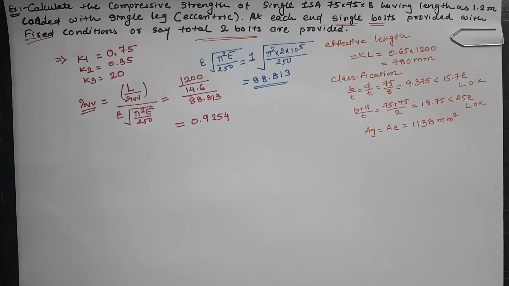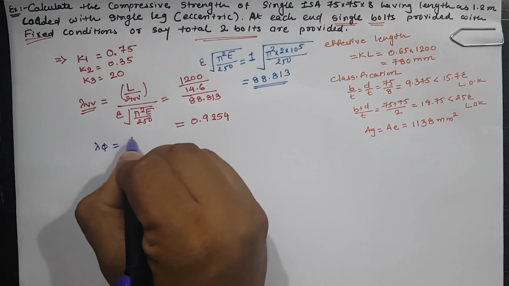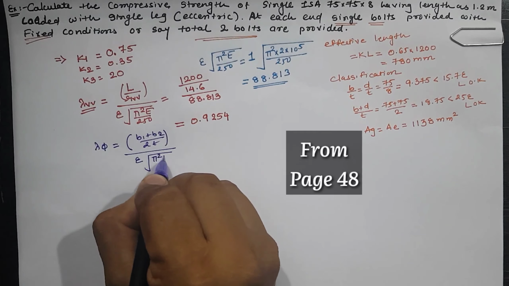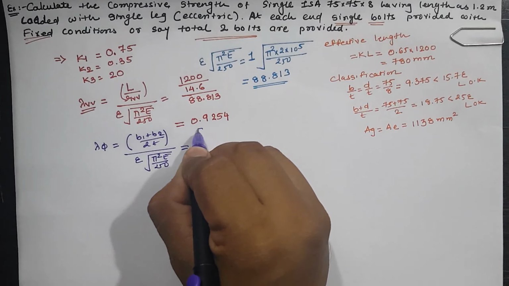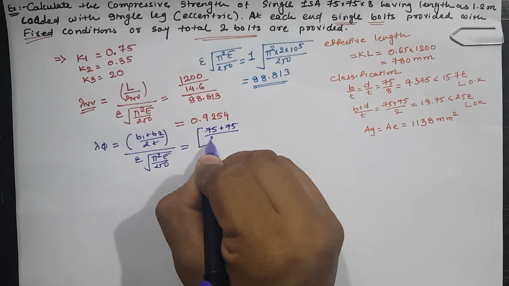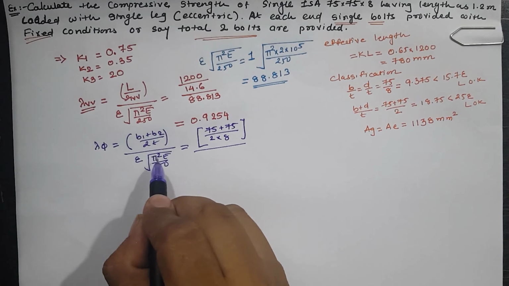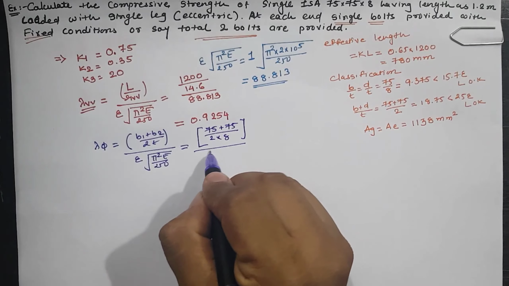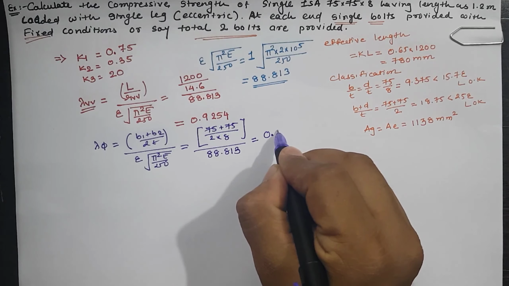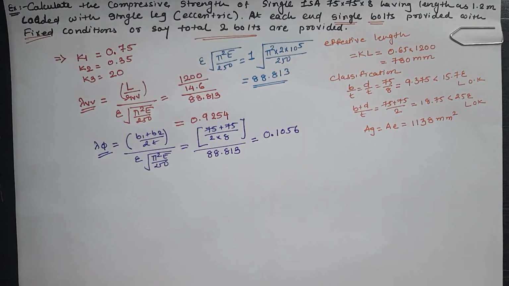Now calculating the next part, lambda phi, which is equal to B1 and B2, which is 75, divided by 2 into 8, divided by epsilon into square root of pi square E by 250, which is 88.813. This is equal to 0.1056. It is for lambda phi.